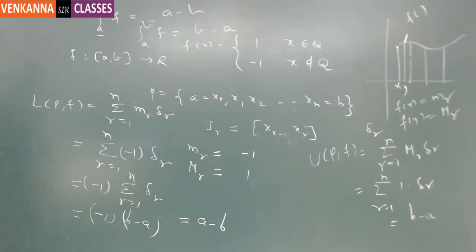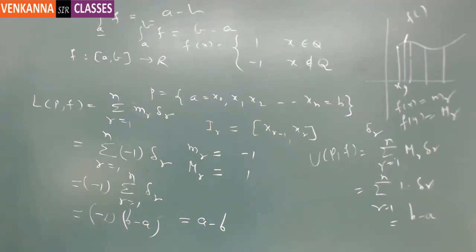Because for every partition, if we calculate L(P,f), it is nothing but a minus b. For every partition, if we calculate U(P,f), it is nothing but b minus a. Since a minus b and b minus a are different, they are not equal, because a and b are different numbers. Because we are taking an interval, always a is small and b is big in the interval, whatever interval you consider. So a minus b and b minus a are always different, they are not the same.